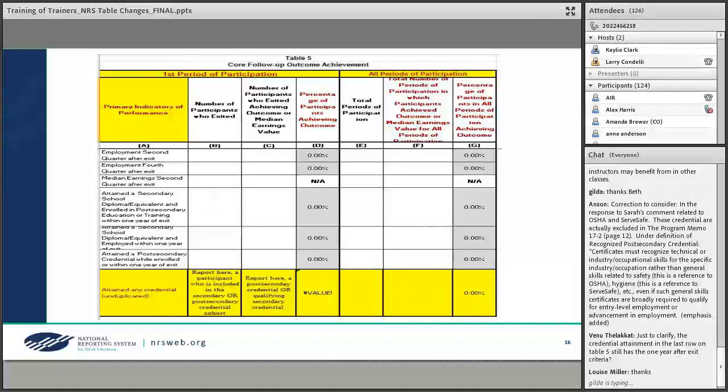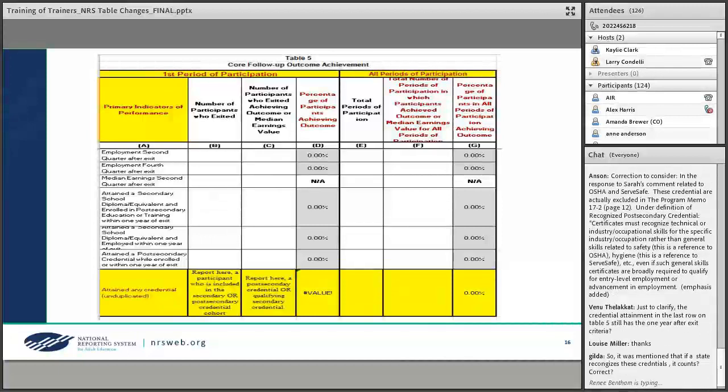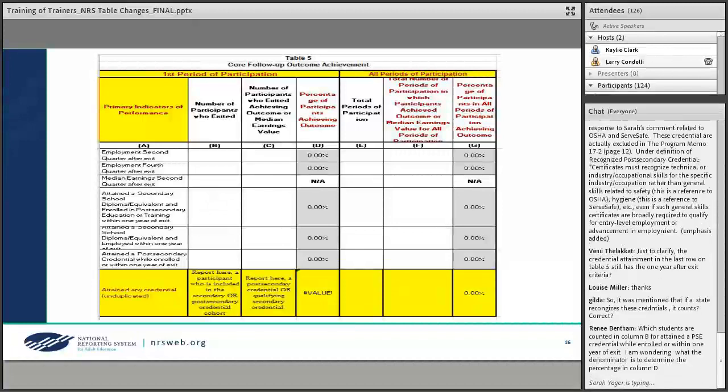So is it Sarah Yeager that asked that question? I just wanted Sarah to draw your attention to the fact that OSHA and ServSafe are actually called out in the program memo as excluded. So I'd say everybody go back to the program memo and look at those credentials there. That should tell you exactly what would be included or allowable to count as an outcome under the credential.